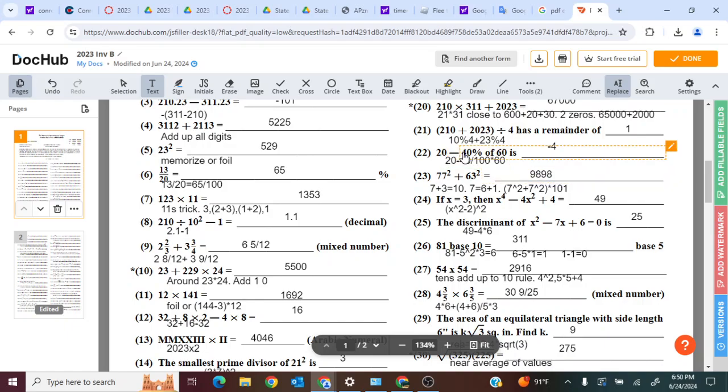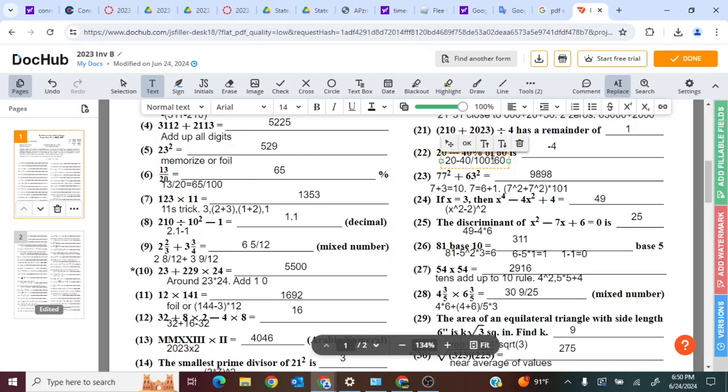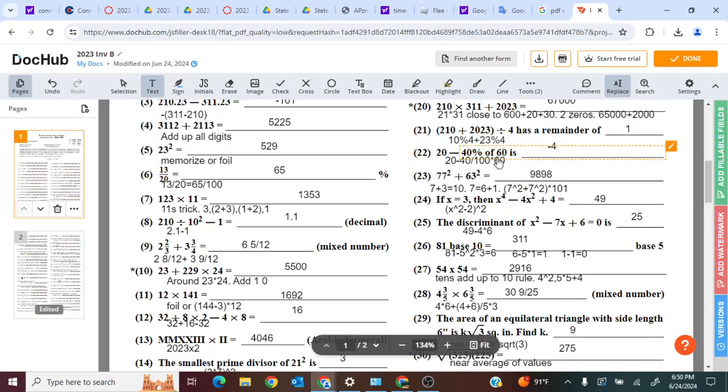22. 20 minus 40% of 60. Well, 40%, 40 over 100, or 2 over 5. 60 over 5 times 2 is 24. 20 minus 24 is negative 4.